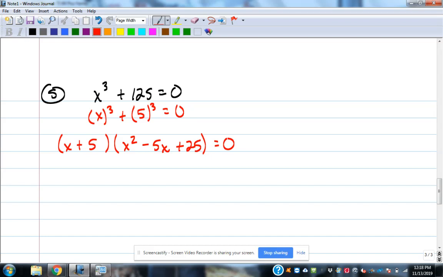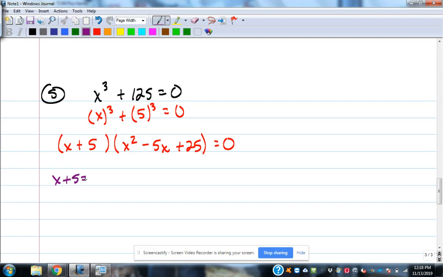Remember we talked about yesterday, it never does. You could try the x method if you got that fact. If you try the x method, there's nothing that multiplies to be 25 and adds to be negative 5. It just doesn't work. But if it's a sum of cubes or a difference of cubes, you can go ahead and rest assured that thing's not going to factor. Okay? So since it doesn't factor, what do we do with each of those pieces? Set them equal to 0 and solve.